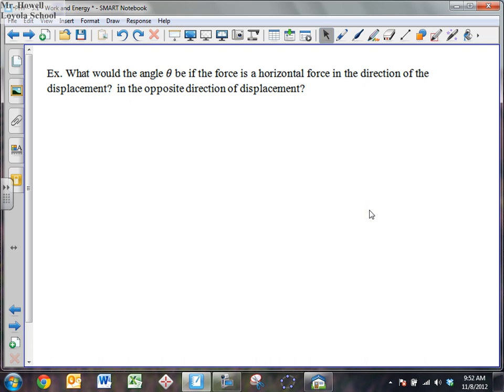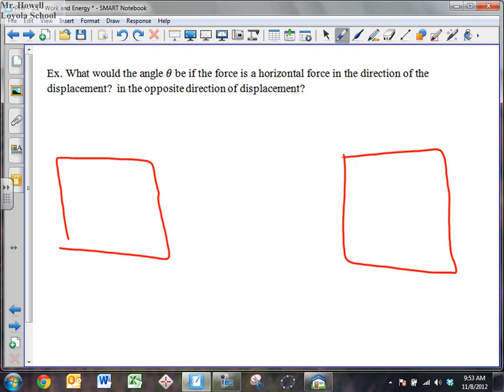Okay, in the opposite. Going the first part, would it be 0? Very good, Jack. Well done. And the opposite direction would be 180? That's exactly right. Let's go over this now. So, we've got a horizontal force, F.